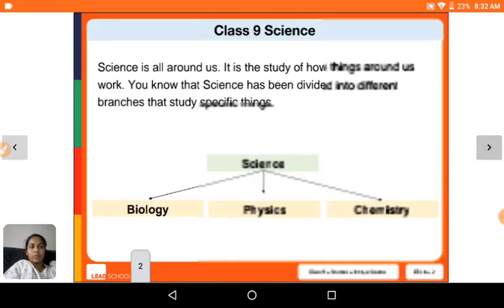What is a bridge course? What is science? Science is all around us. It is the study of how things around us work. You know that science has been divided into three main branches that study specific things: physics, chemistry, and biology. Okay?